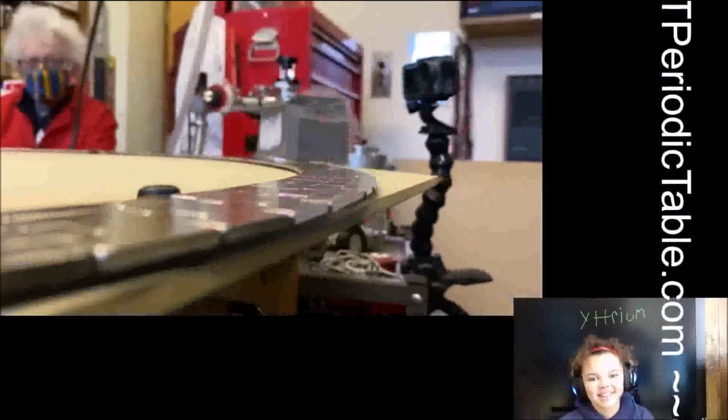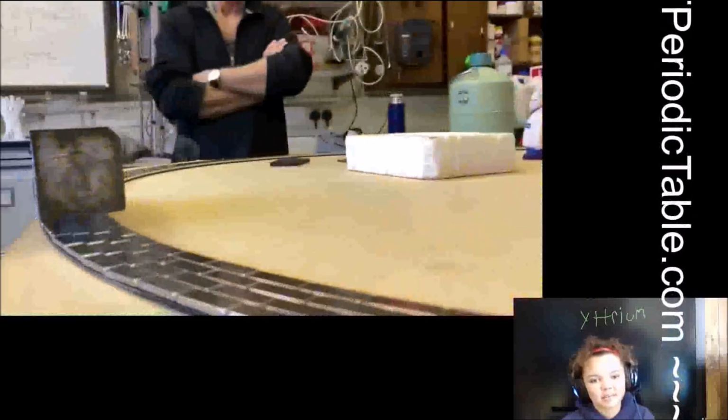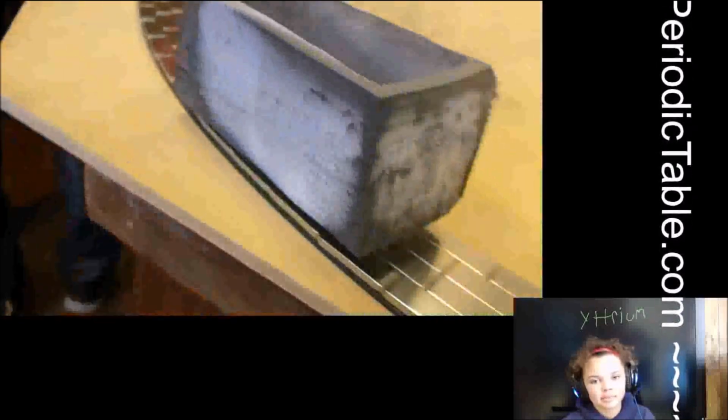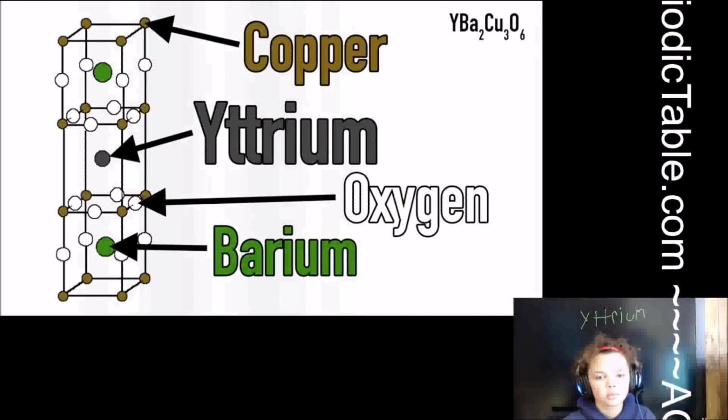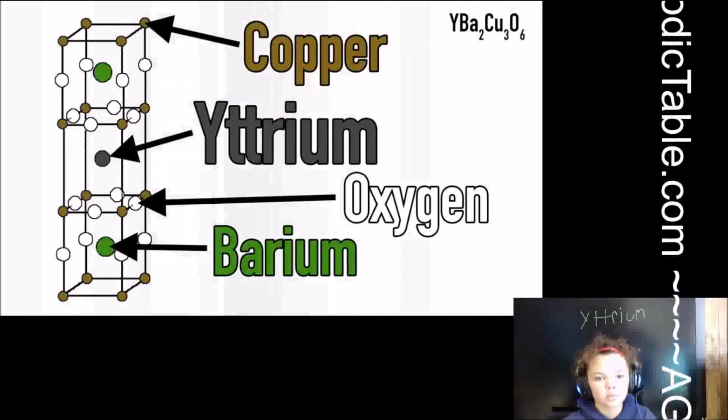It's a really nice demonstration of the Meissner effect. But it's not just yttrium in the superconductor, is it? It's yttrium, barium, and copper, a mixed oxide. And this mixed oxide has a structure which allows the electrons to flow freely at low temperature.